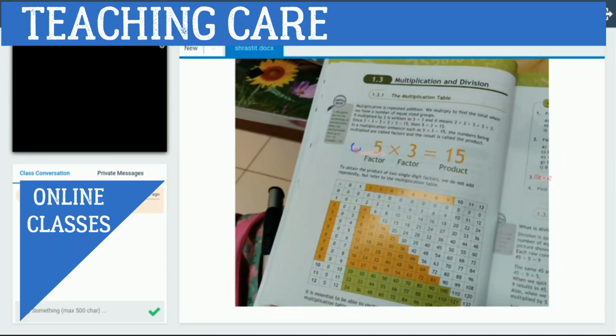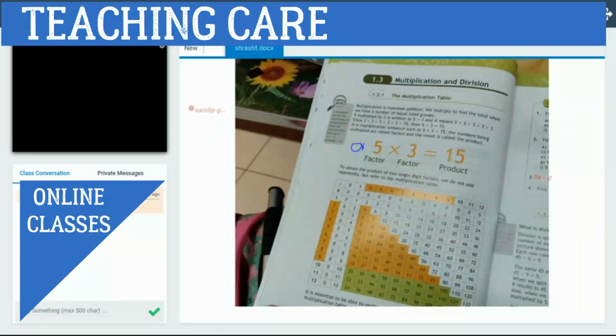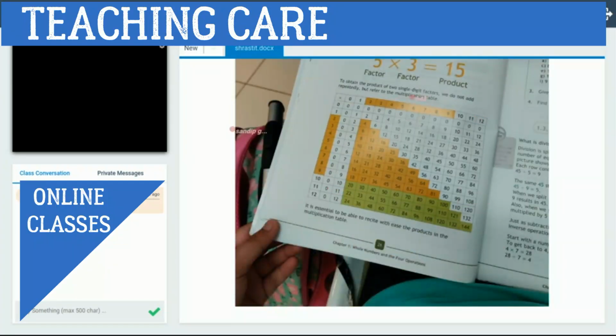The mister just taught us zero and multiplying zero with any number. If you multiply 0 with any number and divide 0 with any number, what will happen, right? Actually, this multiplication table, see this one, Srashti. This is the operation we are having here, okay?